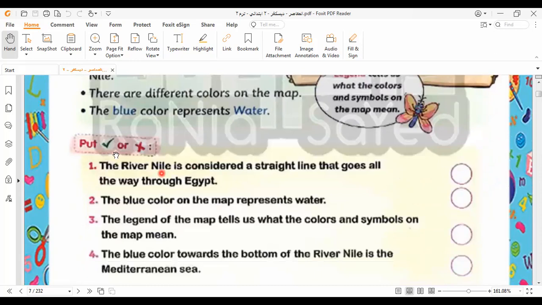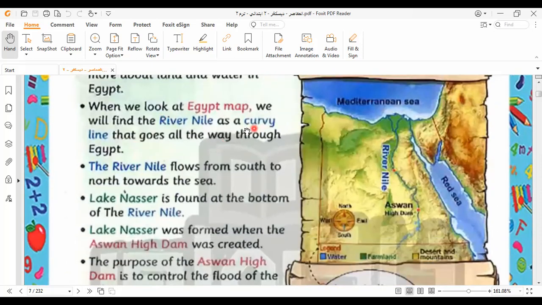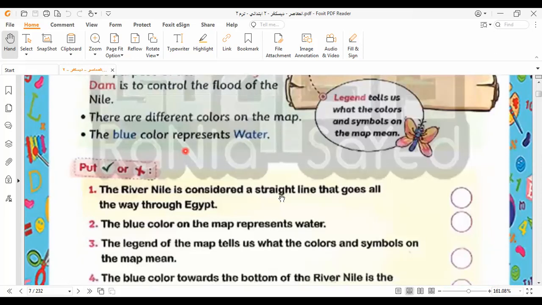We have this description to try. The river Nile is considered a straight line, goes all the way through Egypt. No, we said that the river Nile has a curvy line, and this says straight line. So I will put wrong here. The blue color represents water. Yes, that represents water. The legend of the map tells us what the colors and symbols on the map mean. Yes, the blue color towards the bottom.